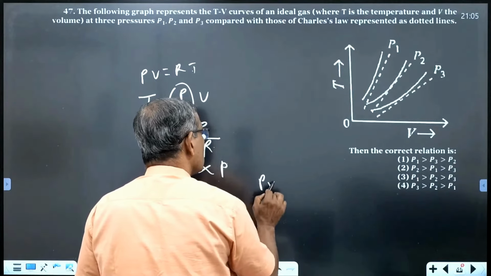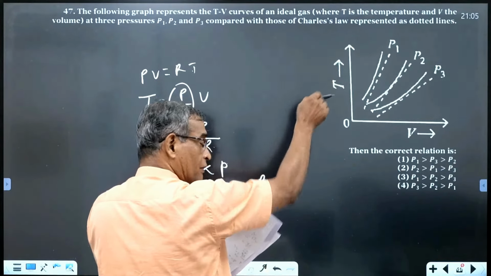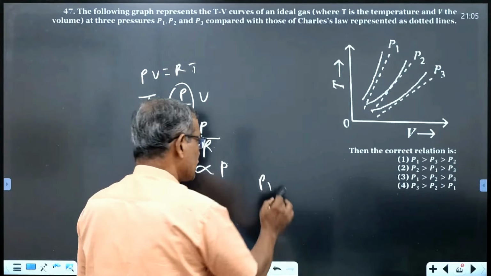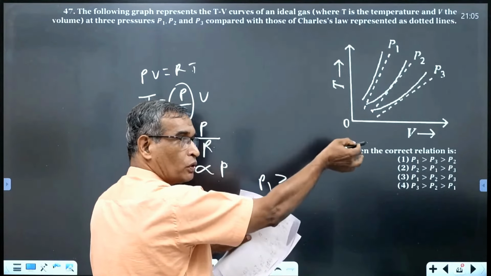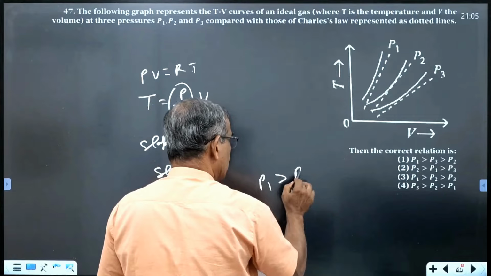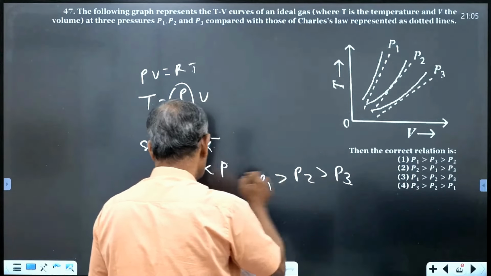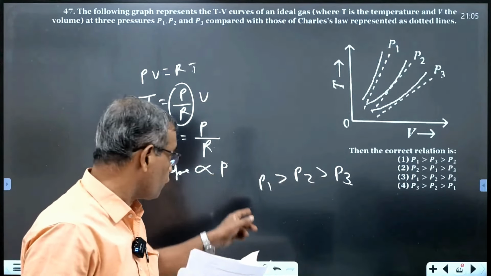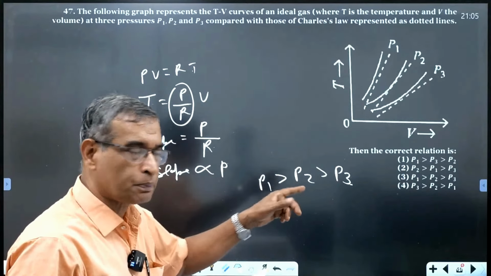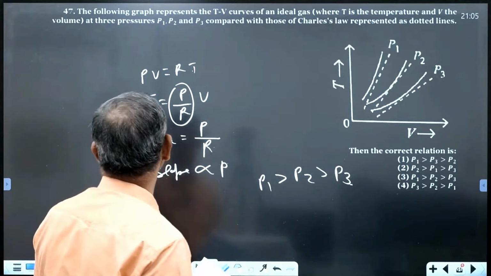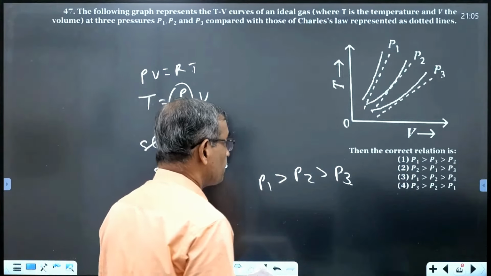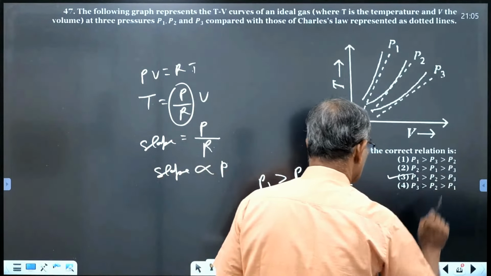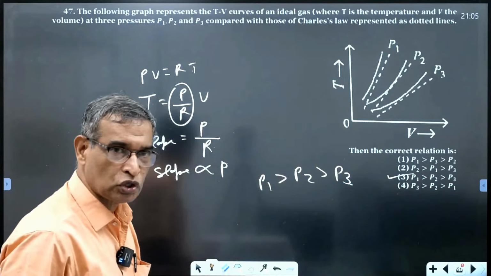You can very well see from the graph that the slope of P1 is greater, because the slope is more, P1 is more. P1 greater than P2 greater than P3. Slope is proportional to P, and therefore P1 greater than P2 greater than P3. And see what is the option for that. 47. P1 greater than P2 greater than P3. Therefore, the option is 3.